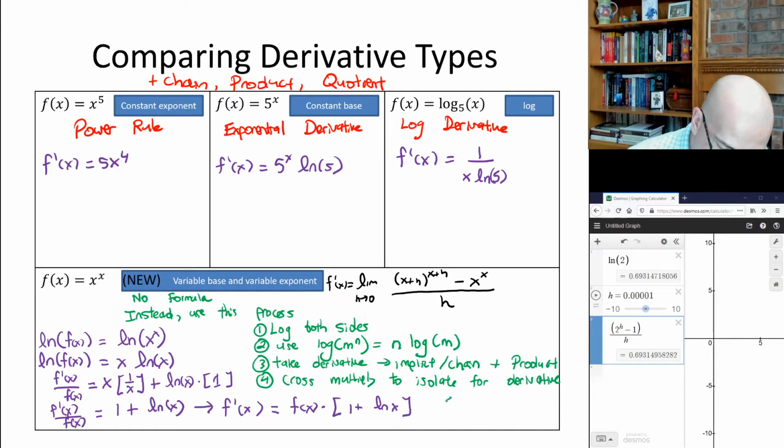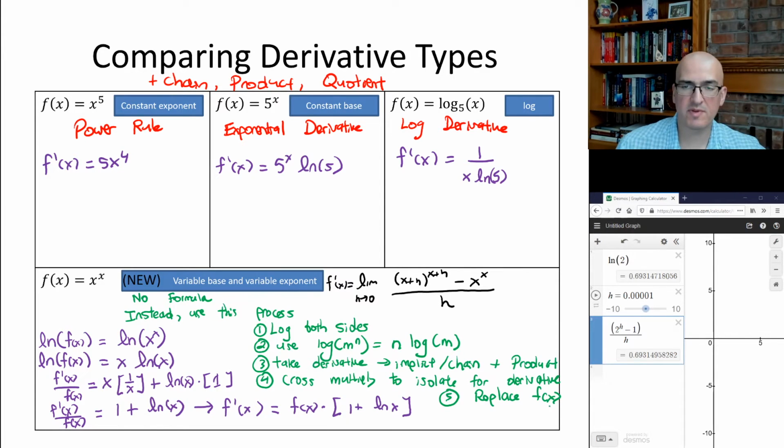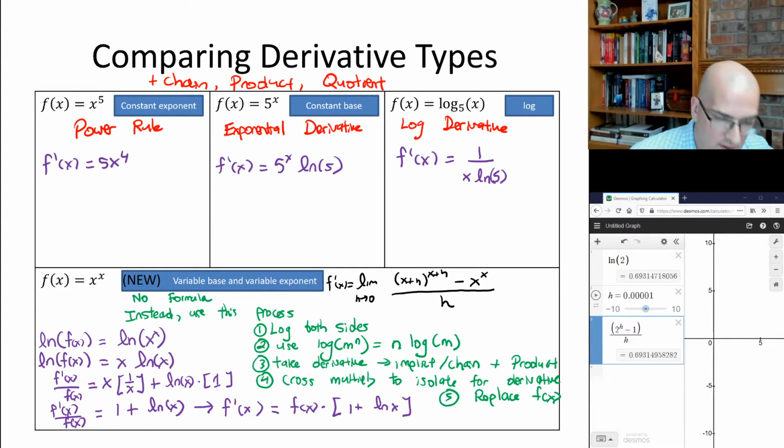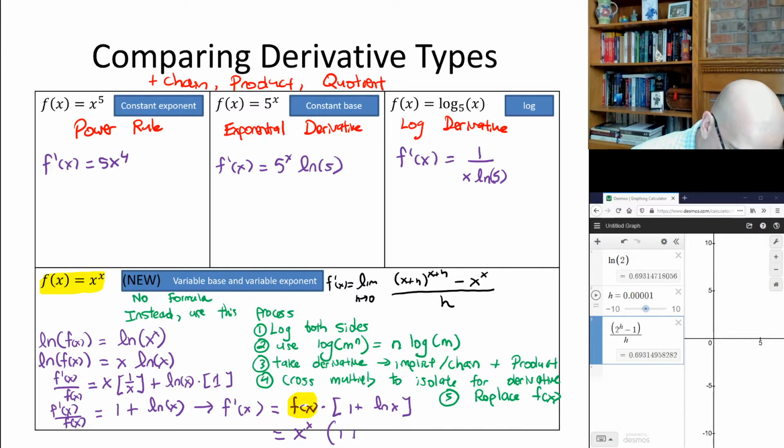And then step 5 is replace f of x. Now what does that mean, replace f of x? Well, look at the beginning. Right at the start it tells us what f of x is. That was our original function. f of x is x to the power of x. So I can replace it with x to the power of x. Unfortunately, I need to write outside the box, and that's okay. So x to the power of x times 1 plus the ln of x. And that would be our answer.